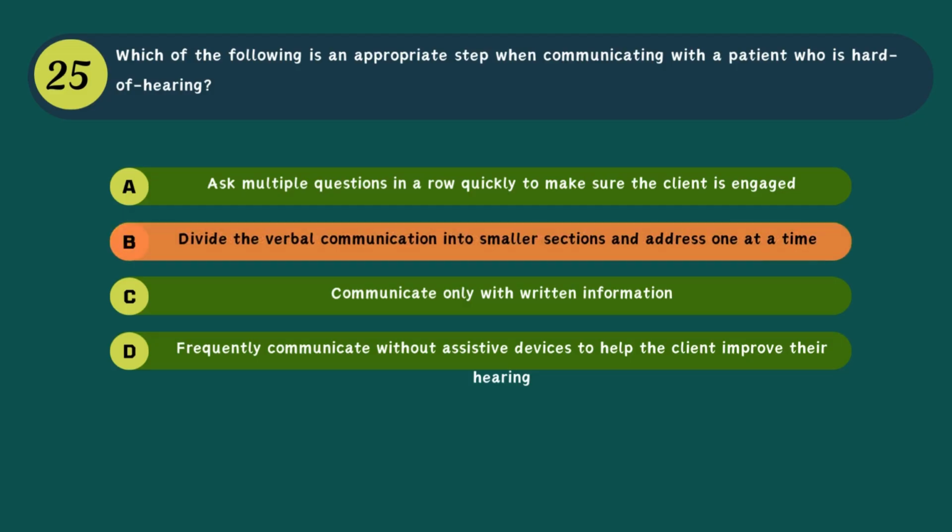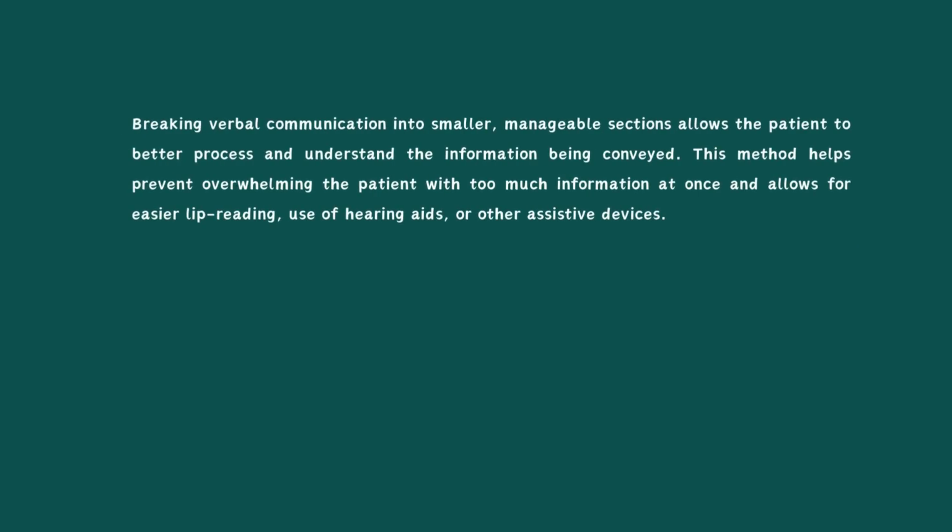Correct answer. B. Divide the verbal communication into smaller sections and address one at a time. Breaking verbal communication into smaller, manageable sections allows the patient to better process and understand the information being conveyed. This method helps prevent overwhelming the patient with too much information at once and allows for easier lip reading, use of hearing aids, or other assistive devices.